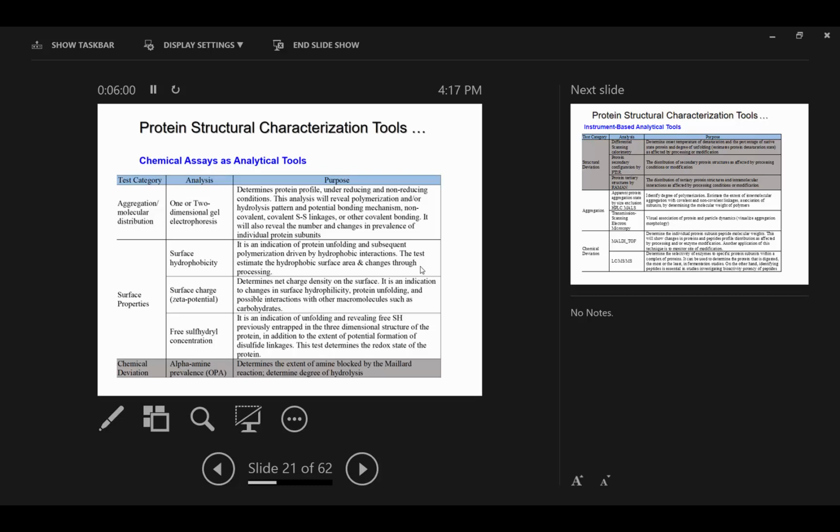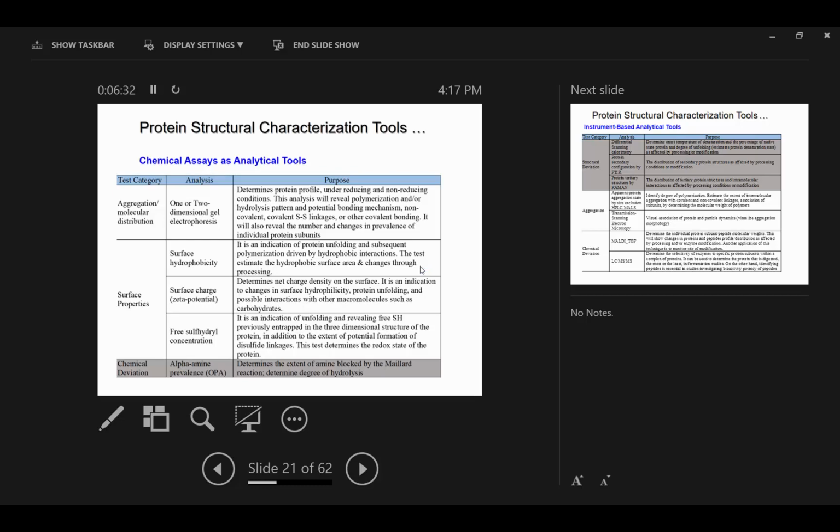Another assay which you will be doing in the lab is an OPA, o-phthalaldehyde, assay that is based on determining the amount of free amine. So basically the amine reacts with an OPA reagent, and then you measure absorption. What this tells you, you can use for different things. You can use the OPA method to determine degree of hydrolysis.